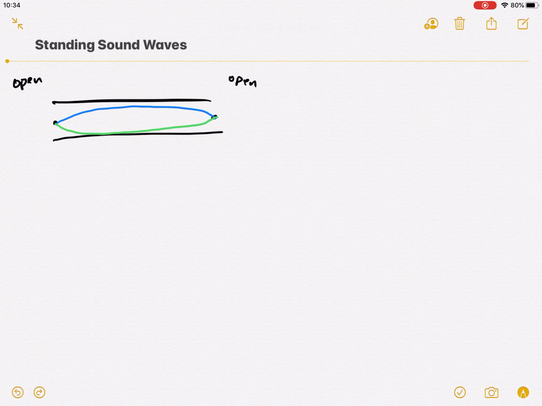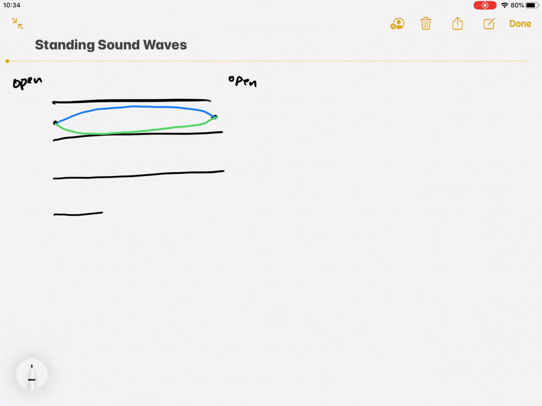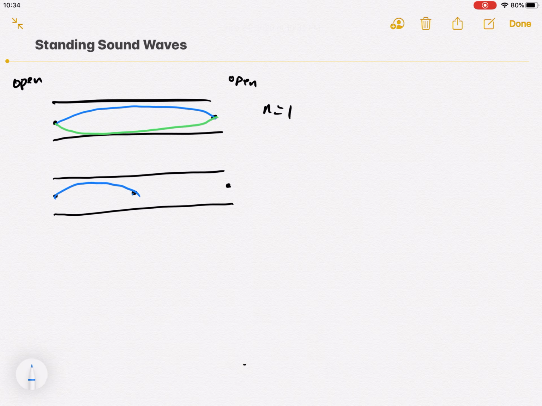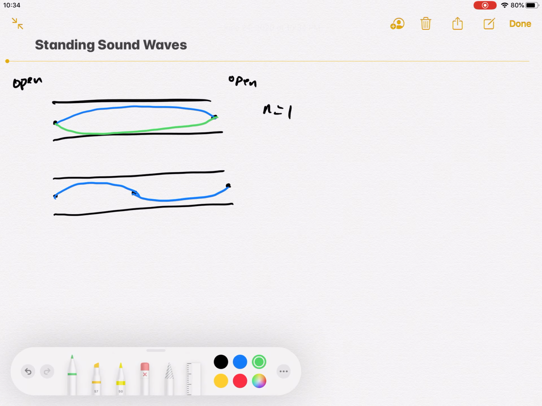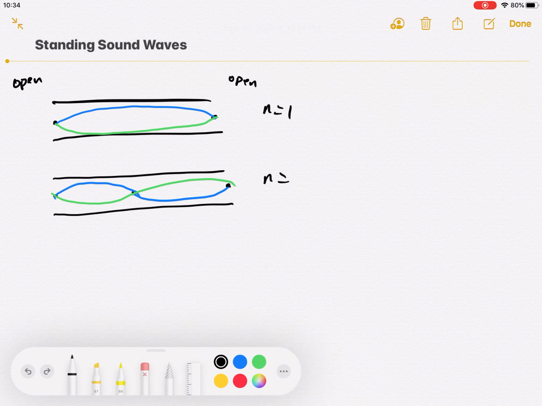You can get higher pitches by accessing more than just the n equals 1 mode. The n equals 2 mode has a single node in the middle, and so that standing wave would look like this. Again, it's a node on either end and a node in the middle. That's n equals 2.